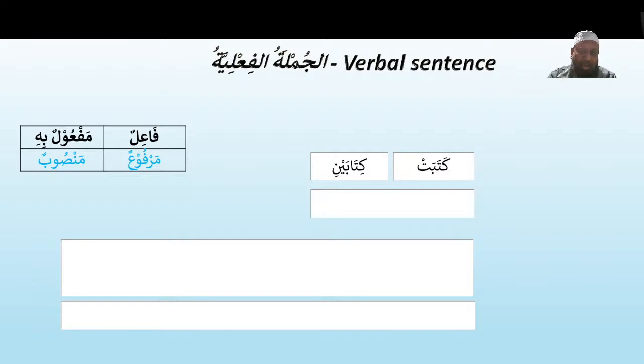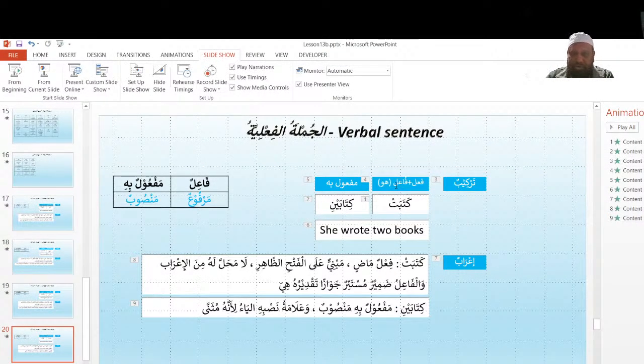كتبت كتابين. How do we know there is no ism ظاهر in the sentence as the fa'il? Because كتابين is not in marfu case. What case is كتابين in? Yes, it is in mansub case, which is مثنى. So تركيب كتبت فعل فاعل. Oops, sorry, to change that. It is here.